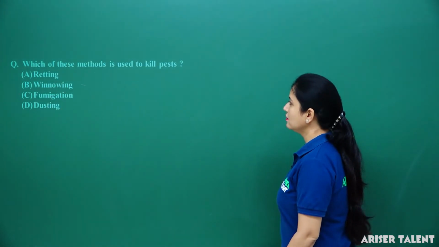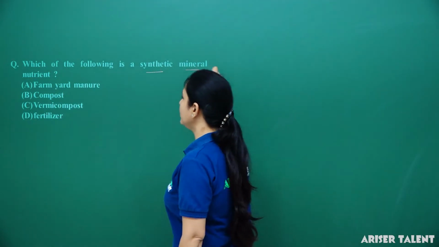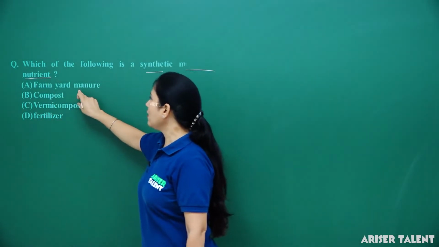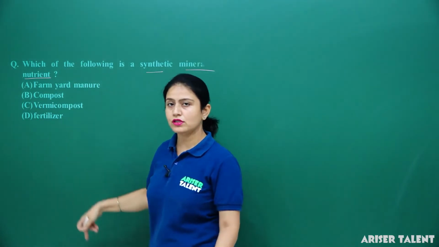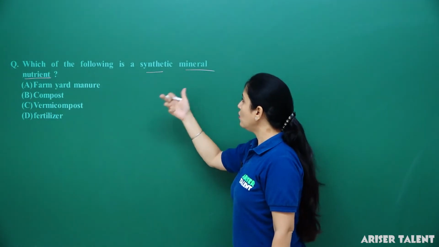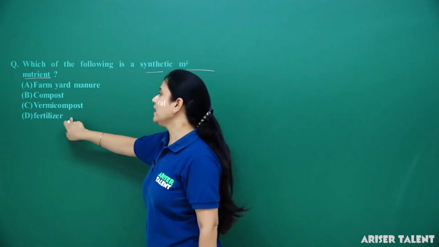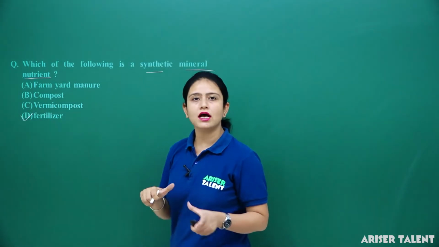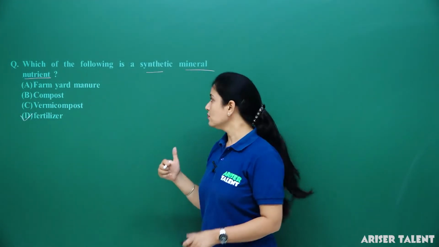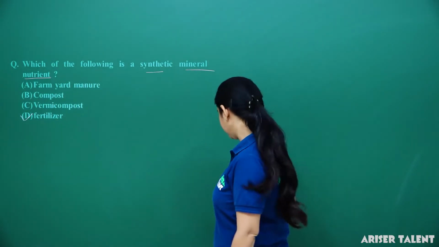Next is, which of the following is a synthetic mineral nutrient? Farmyard manure, it is an organic nutrient. Compost, it is also an organic mineral nutrient. Vermicompost, it's also organic. Fertilizers, so option D is the correct answer, because fertilizers are made by chemicals. Okay, so thus we can say it is a synthetic mineral nutrient.